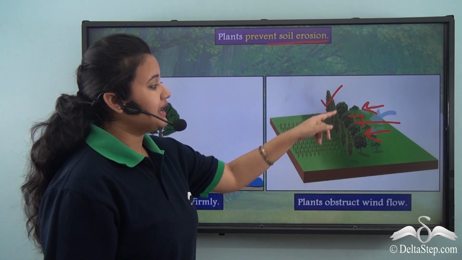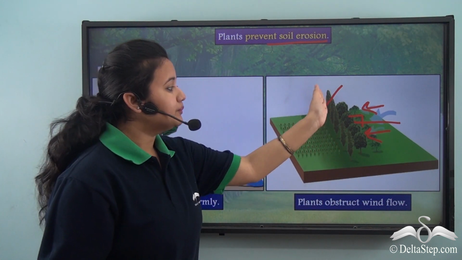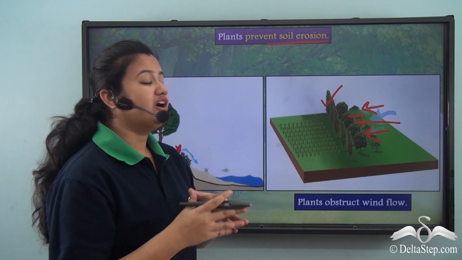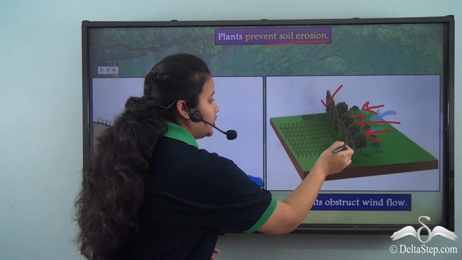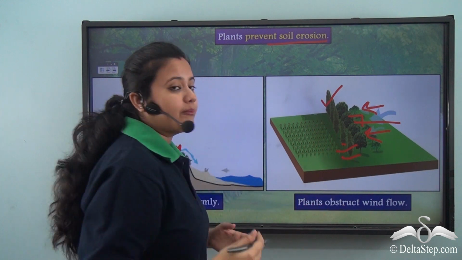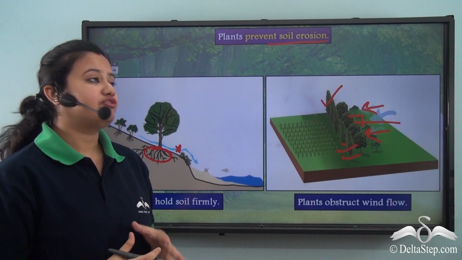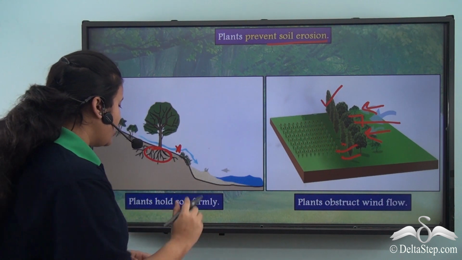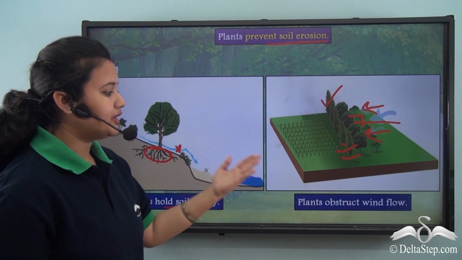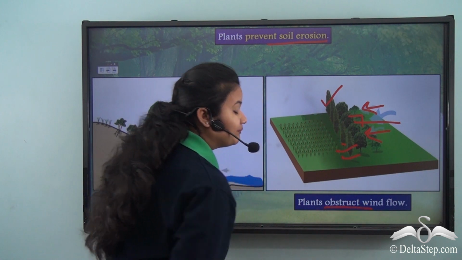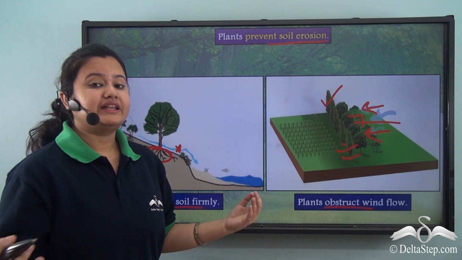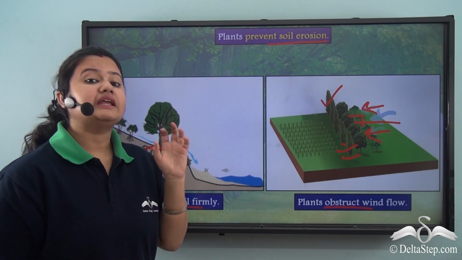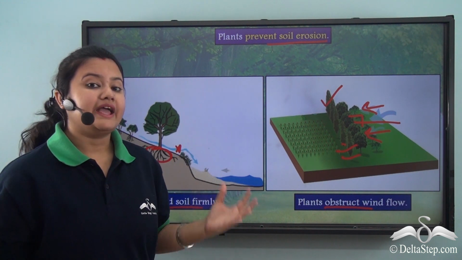So, if the plants are planted in a perpendicular direction to the wind flow, then the soil is not swept away by wind. Thus, here we find that plants prevent soil erosion by holding the soil firmly and by obstructing the wind flow. So, we find that plants are indeed an important part of the environment.